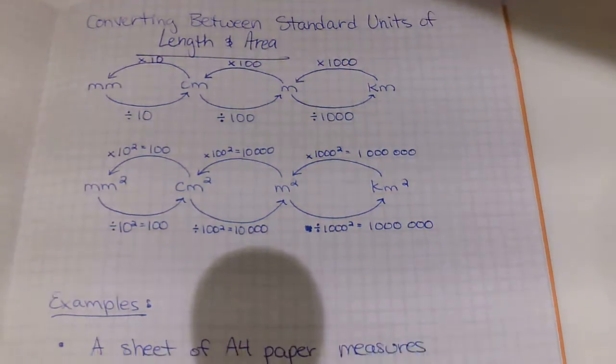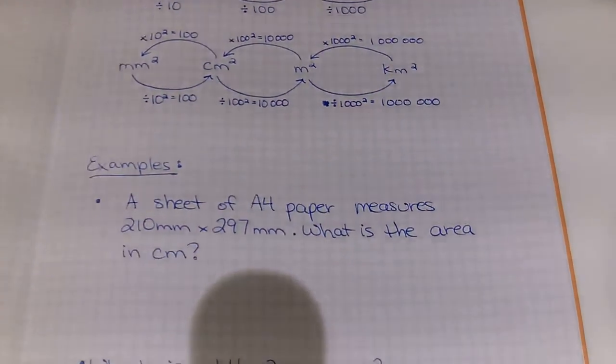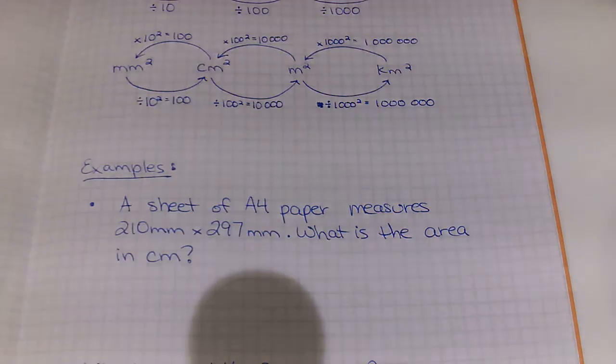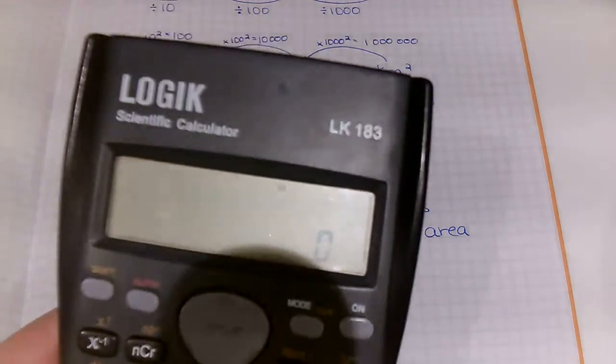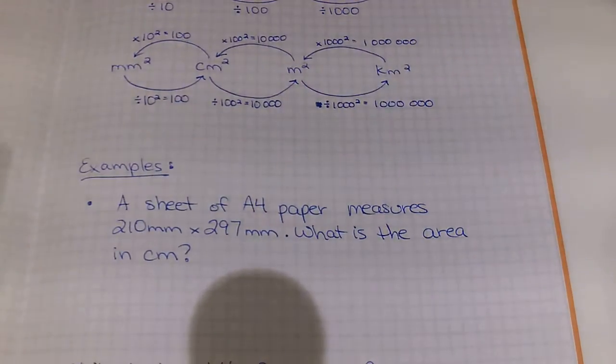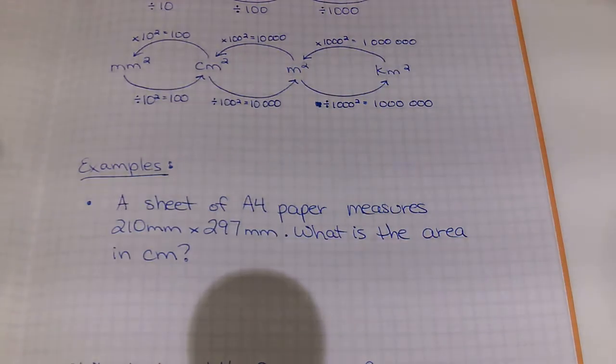Let's take a look at some examples here. So I have a sheet of A4 paper. It measures 210 millimeters by 297 millimeters. So first things first, we know we will need our handy dandy calculator. So grab your calculator. Okay, you can follow along with me and do it on your calculator if you wish. A sheet of A4 paper measures 210 millimeters by 297 millimeters. What is the area in centimeters?